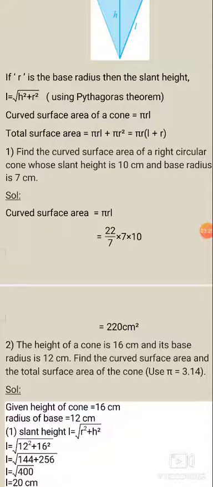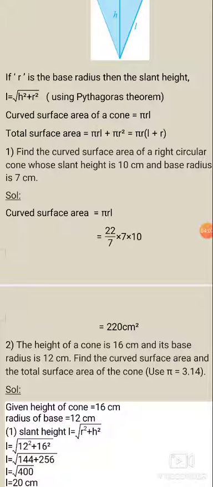Then only we can find out the curved surface area. So slant height L is equal to square root of r square plus h square. So L is equal to square root of 12 square plus 16 square, which is equal to root of 144 plus 256. Sum is 400. Now square root of 400 is 20, which is the slant height.